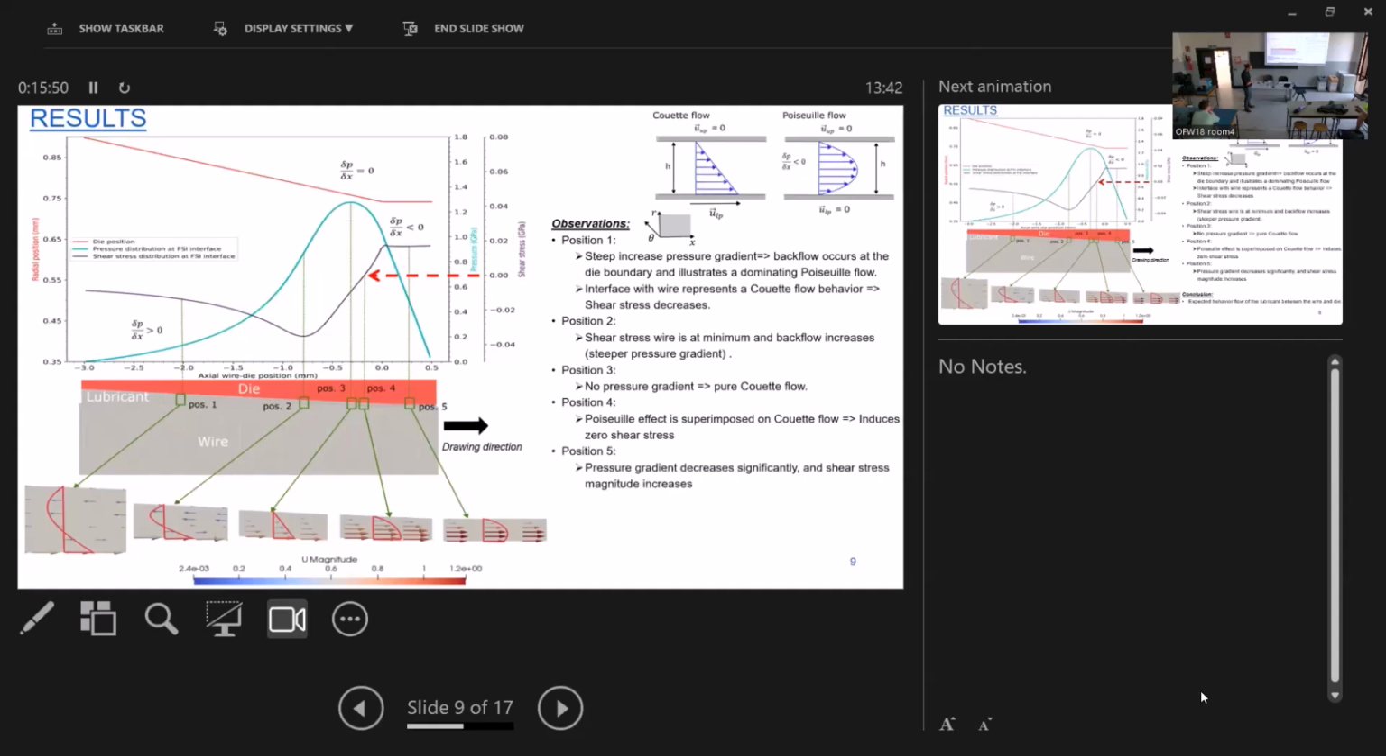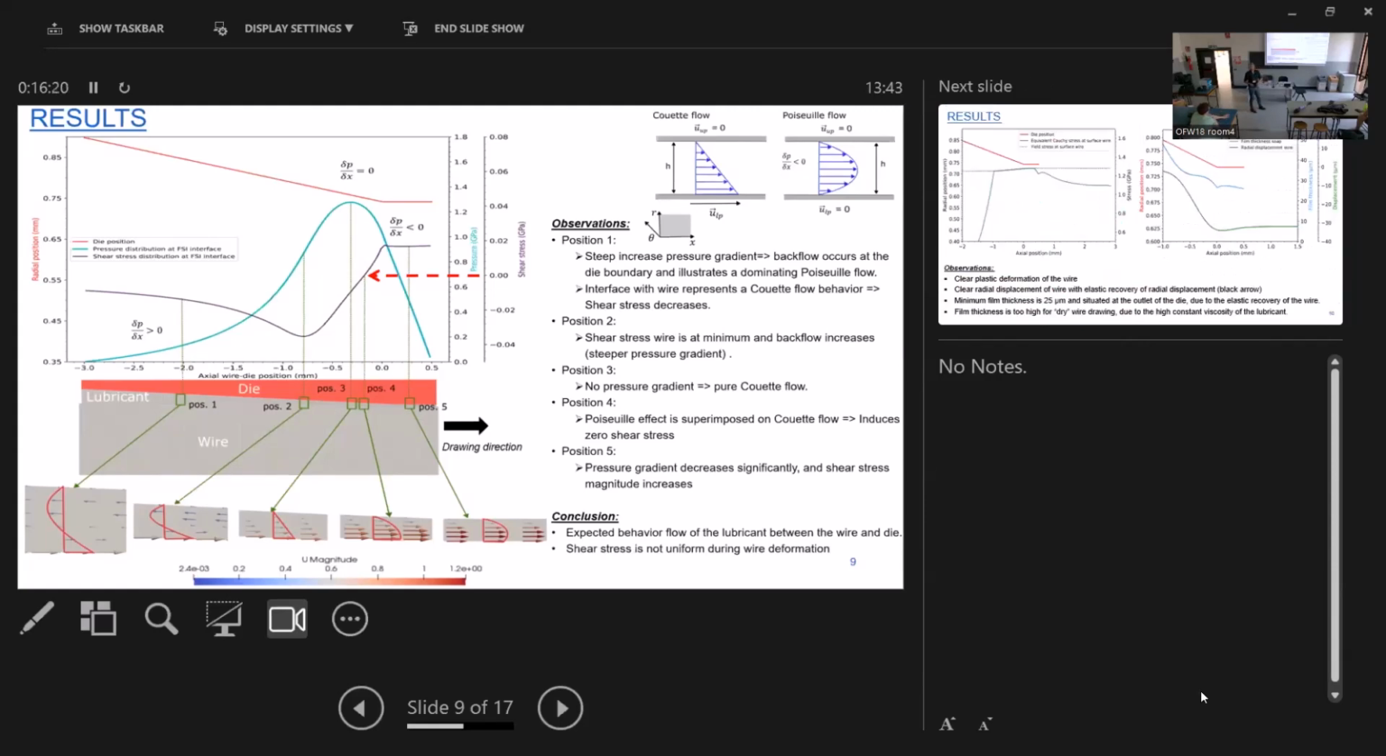At the end, the pressure gradient decreases significantly, but to a certain extent it's constant here. Our magnitude of the shear stress increases as well until here. That's due to the fact that we are in a gap, so we get such kind of flow fields. So what are we going to think about this slide? That we have an expected behavior of the flow of the lubricant between the wire and the die, and the shear stress is actually more recorded during the wire dissipation.